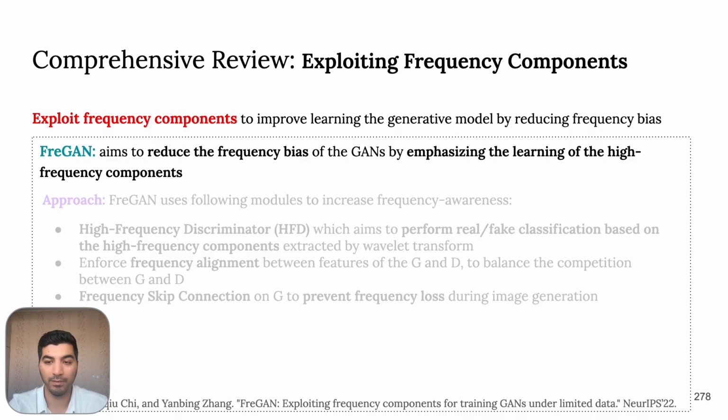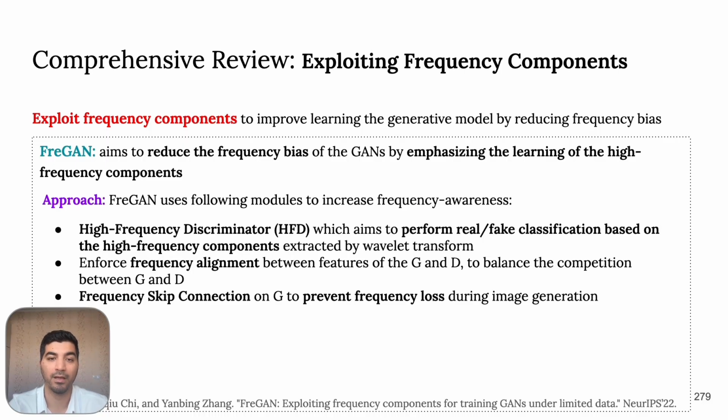As an example, we have FreGAN from NeurIPS 2022, and it aims to reduce the frequency bias of the GANs by emphasizing on the learning of the high frequency components. And for this, they have three main modules. First, they add a high frequency discriminator, which performs real fake classification based on the frequency components.